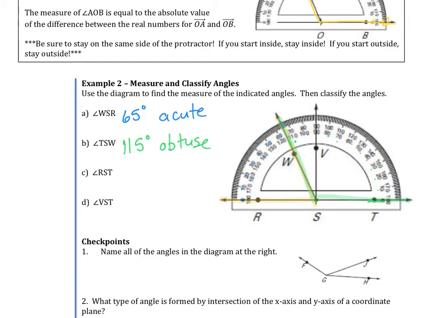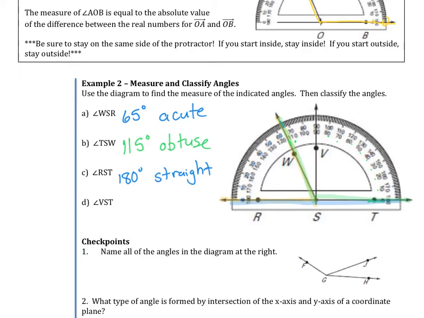Okay, I will go to blue. The blue one is RST. So R to S to T. That one goes from 0 all the way around to 180. So this angle is 180 degrees. It is a straight angle. Straight angles form lines. So that one forms a line, so we call it a straight angle.